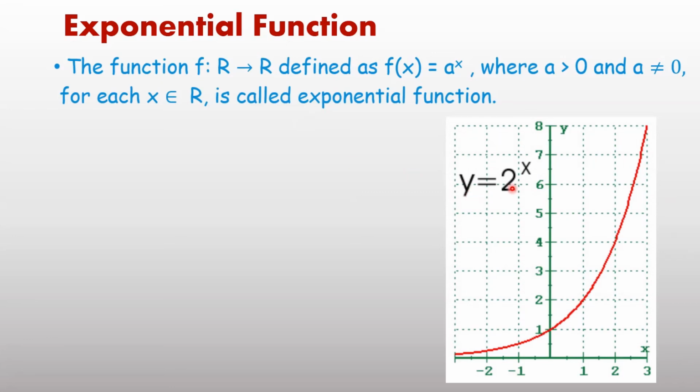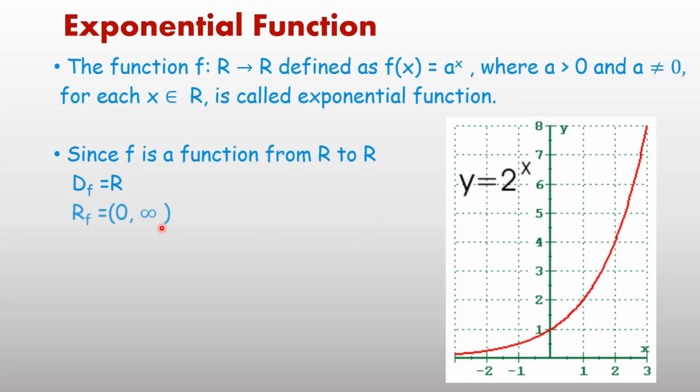For example, y equal to 2 power x. Here base is taken as 2 and the graph of 2 power x is given. For different points you can take: if x equal to 0, y equal to 1, this point is here. x 1, y 2, second point. x 2, value of y is 4, third point. Join them, you will get the graph of the function y equal to 2 power x.